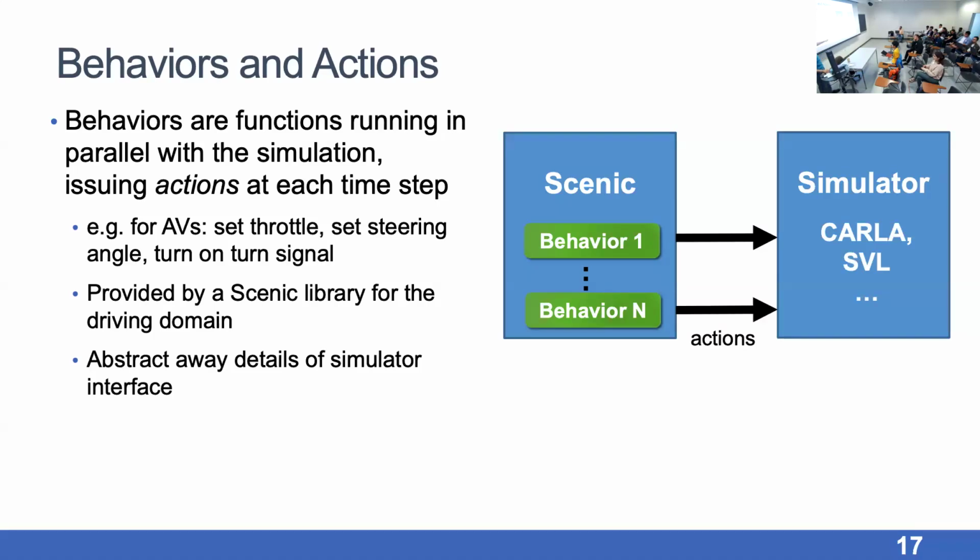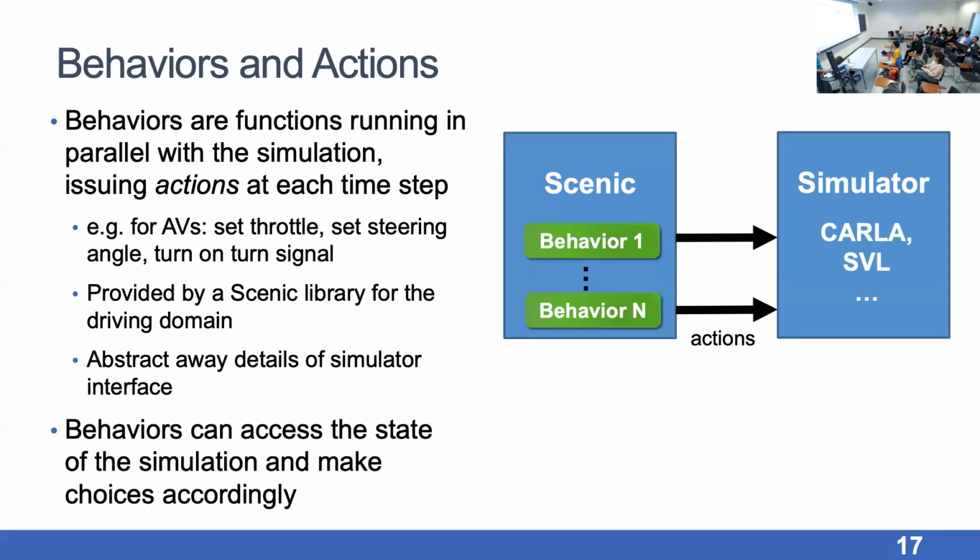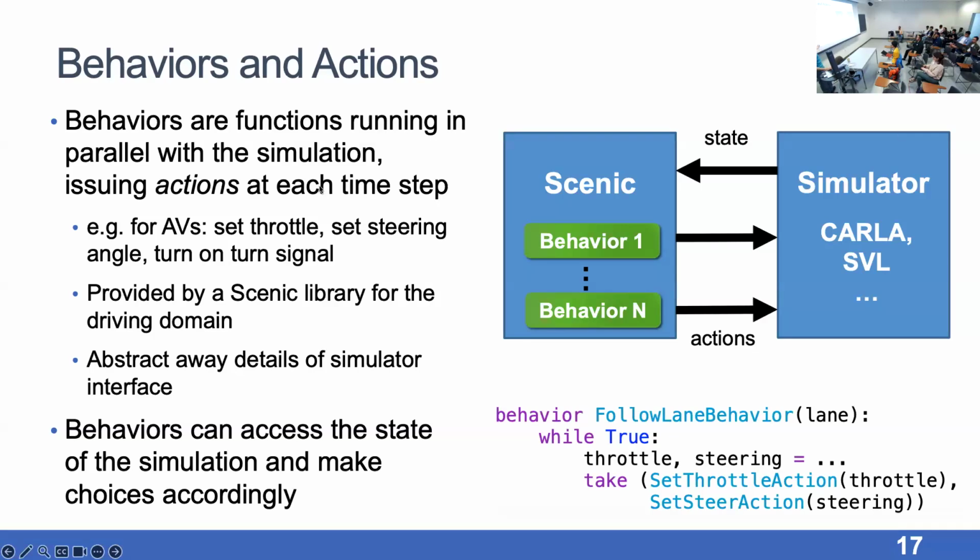Okay, so you've got the simulators over there, and then what comes back every time step is the updated state of the world. So the simulator is simulating physics, things are moving around, the cars are driving, and the simulator sends back to Scenic at every time step what's the new position of everything, the new velocity, and so forth. And so Scenic then updates the objects in the scenario with the new positions and so forth. And these behaviors can access those to make choices. So our car could decide, for example, how to follow a lane based on its current position.